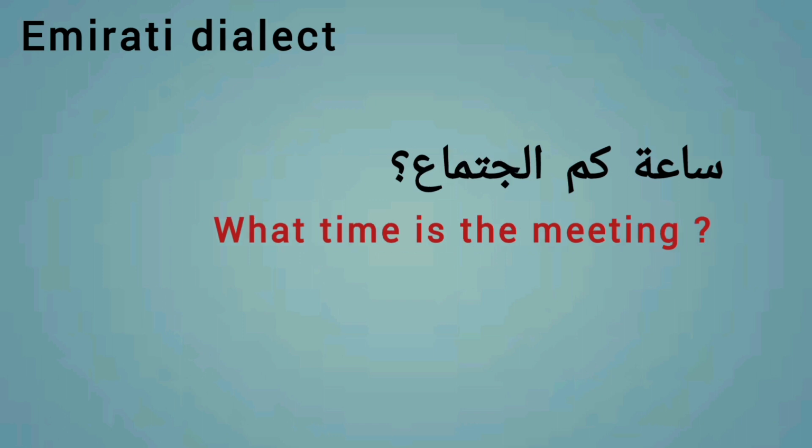And the next phrase, ساعة كم الاجتماع. What time is the meeting. ساعة كم means what time, and الاجتماع means meeting. But الاجتماع doesn't apply to a specific meeting. It could be any meeting. It could be friendly or formal or casual meeting. It could be anything, okay?